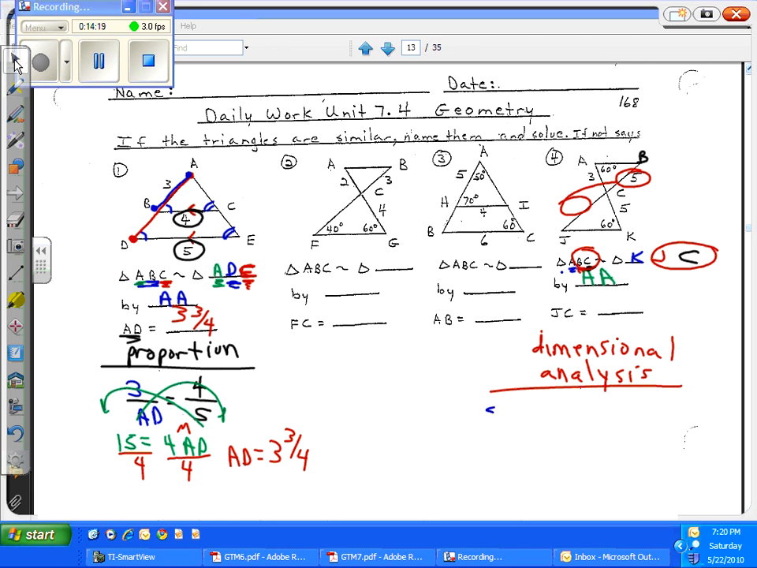When I use dimensional analysis, I'm going to take my start times my scale, and my start is going to be the partner to the one I'm looking for. Now I'm looking for JC, and its partner is the 5, so I'm going to start with the 5. And I'm going to multiply by my scale. Now I'm going from little to big. See that? Little 5 to big. Little to big means I'm going to scale down.